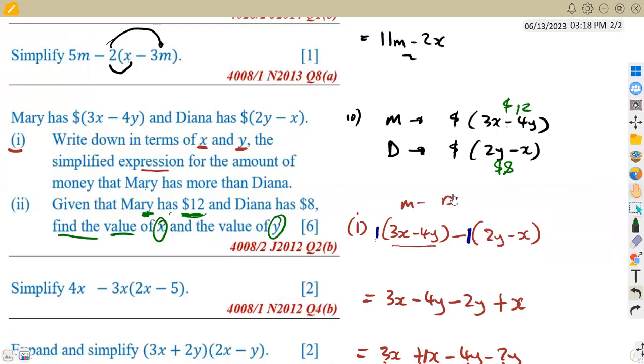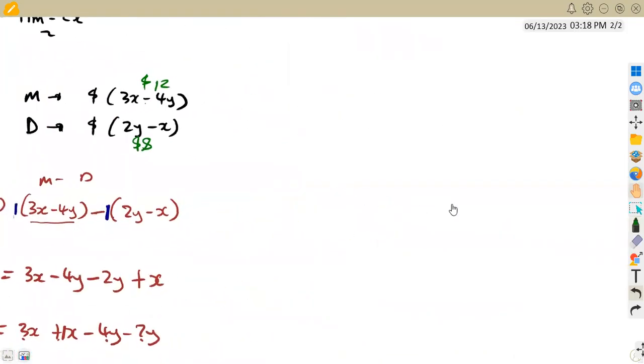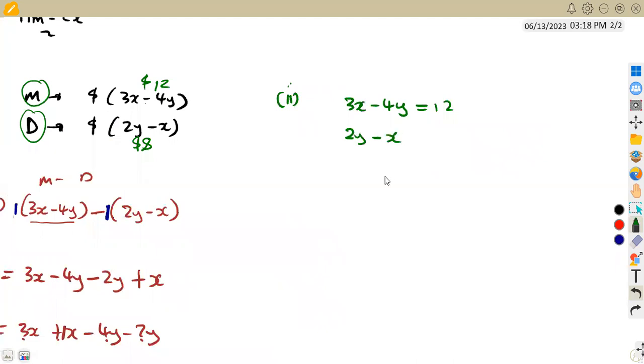What are we formulating? If you check here, we are simply formulating simultaneous equations. Before, Mary's amount was given as 3x minus 4y. Now we are told that this 3x minus 4y, the amount that she had, is equal to 12. Then we move on to Diana. In this case, her amount is given as 2y minus x in terms of x. But now we are given the exact amount that she had in terms of the numerical values, which is 8. So with the formed simultaneous equations, all we need here is to solve.